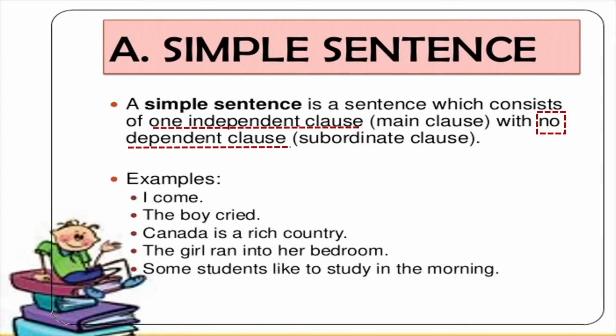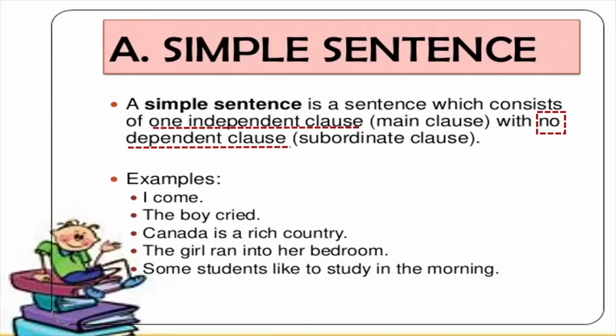Look at these examples. I come, or you can say I came. The boy cried. Canada is a rich country. The girl ran into her bedroom. Some students like to study in the morning. All these sentences, the first one has just two words, the second one has three, the third one has five, and the number of words is increasing. But remember, there is just one subject and one predicate. There is just one verb here. That is why they are called a simple sentence. So come on, read these sentences once again and try and understand the meaning of a simple sentence.